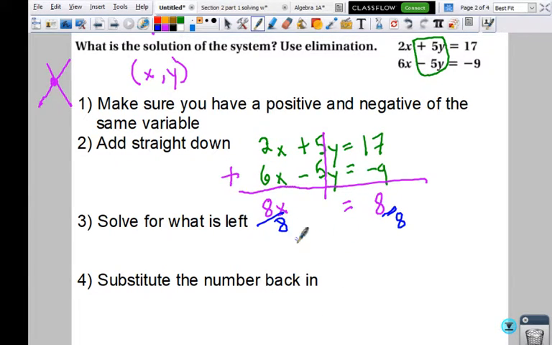Alright, we divide by 8 on both sides, right? And I get x equals... I don't get it.